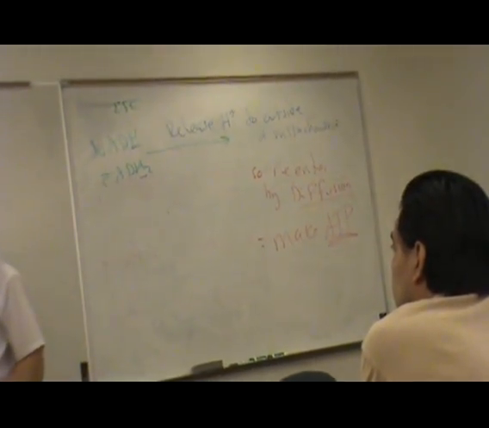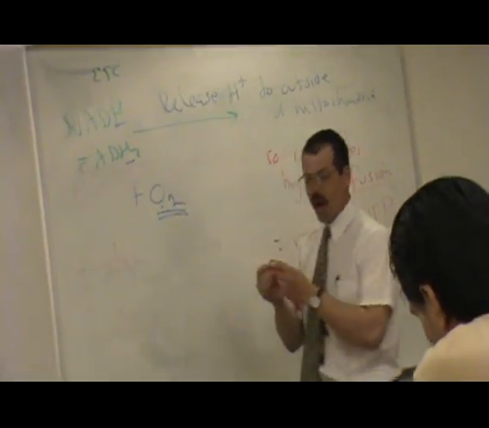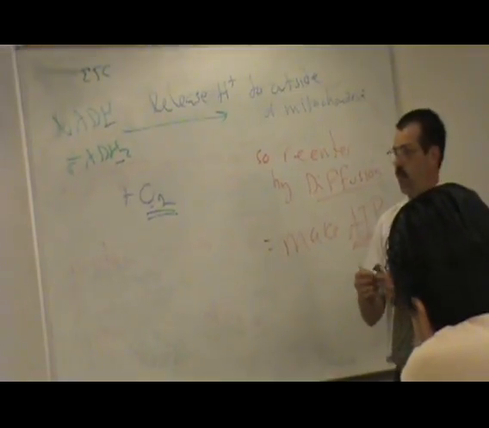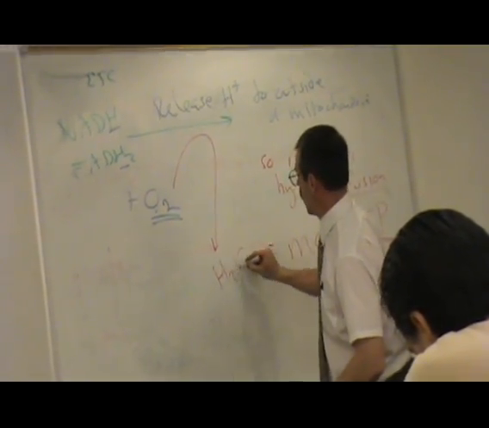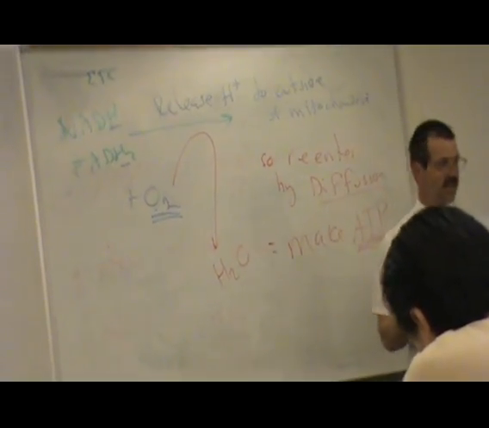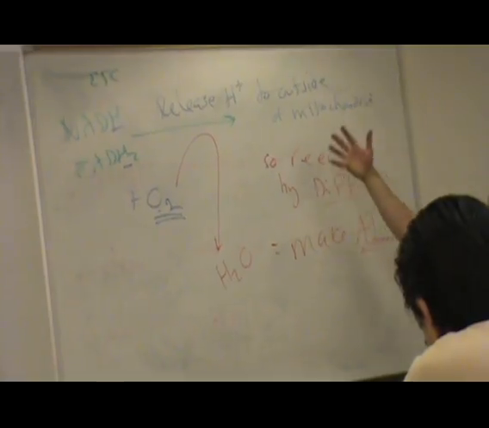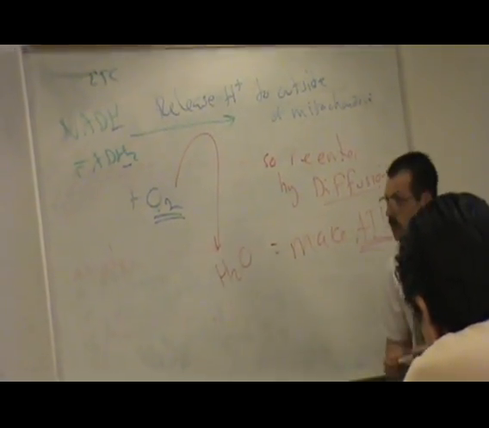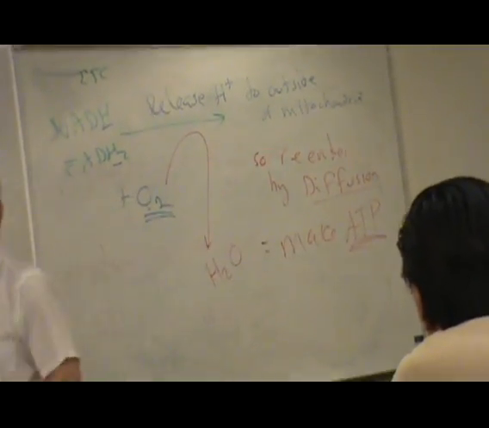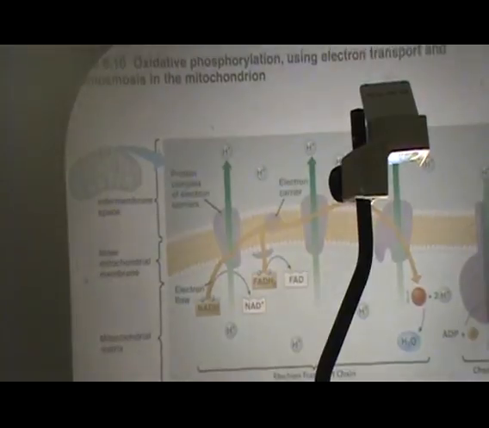There's something else. Oxygen. I need to add oxygen to this process. And what does oxygen make? Water. So for the last step to work, I have to use oxygen to make water for me to spin the lollipop. Sounds so corny. Probably made it up. Mitchell actually got a Nobel Prize for that. Okay? So that's the ETC.